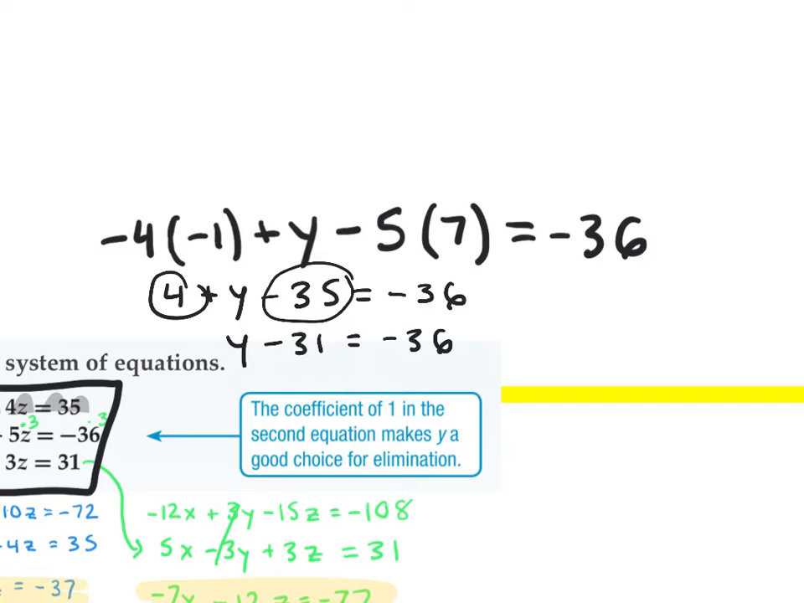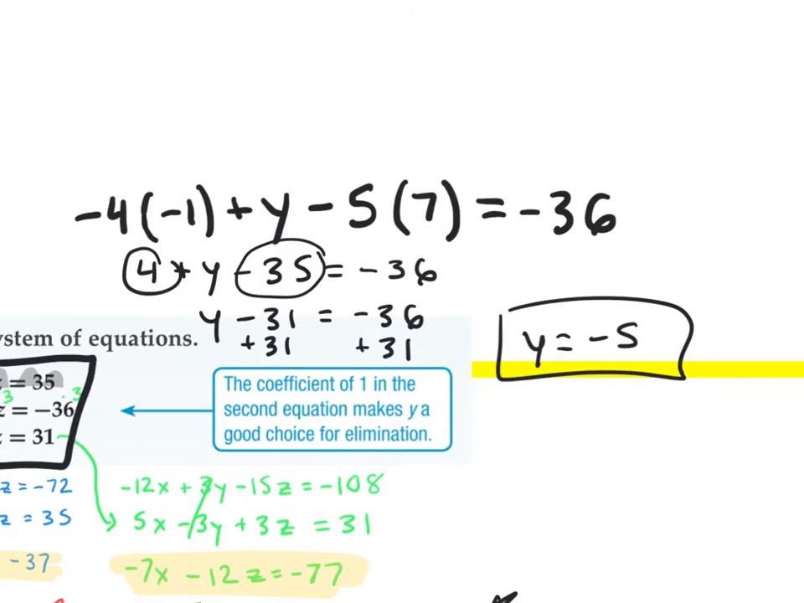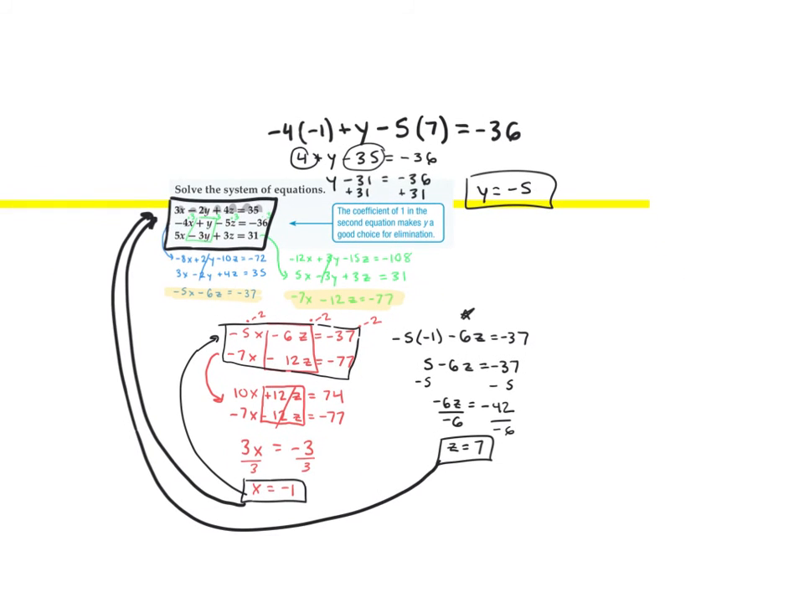What do we do next? Add 31 to both sides. So what do we get for y? What's -36 plus 31? -5. So y is equal to -5. Once we find x, y, and z, we're done. So we got our x, we got our y, and our z. So x is equal to -1, y is equal to -5, z is equal to -7.